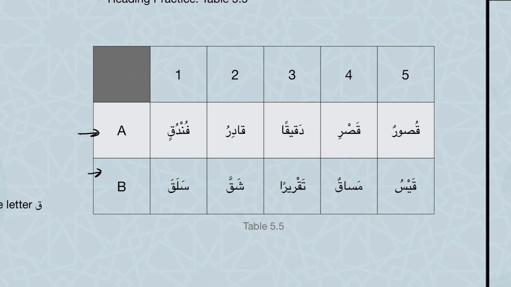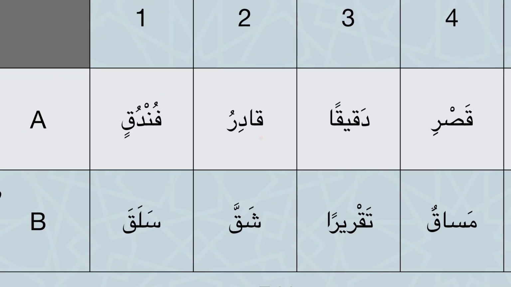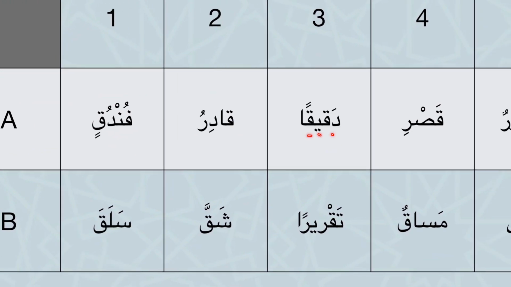أهلا مايا. تفضلي. Again, please, but louder. فندق. فندق. فاء ضمة، نون سكون، دال ضمة، and قاف تنوين كسرة. So فندق. Number two, please. قادر. Perfect. This one is a bit tricky because it has two qafs.